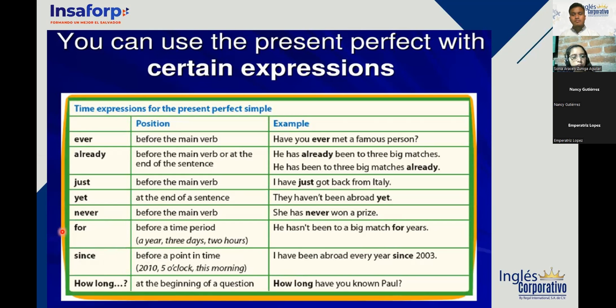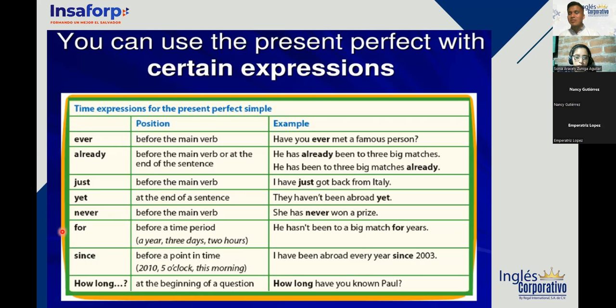Thank you very much. For, before a time period: a year, 3 days, 2 hours. He hasn't been to a big match for years. Okay. When we use for, as it says there, we are going to use it before a time period. What does it mean? Every single time that we talk about a time period, such as a year, 3 days, 2 days, 1 day, 1 month, 2 hours, 1 hour, etcetera, we will always have to use for. If we have the example, he hasn't been to a big match for years.